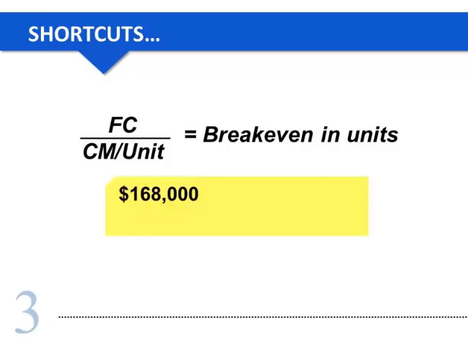At Universal Sports Exchange, fixed expenses are $168,000, and the contribution margin per unit is $4. Using these amounts in the shortcut formula yields the same break-even point we calculated earlier, 42,000 jerseys. This shortcut works because the contribution margin per unit is the amount that each unit sold contributes to covering fixed expenses. And to break even, we have to generate enough contribution margin to equal the fixed expenses.